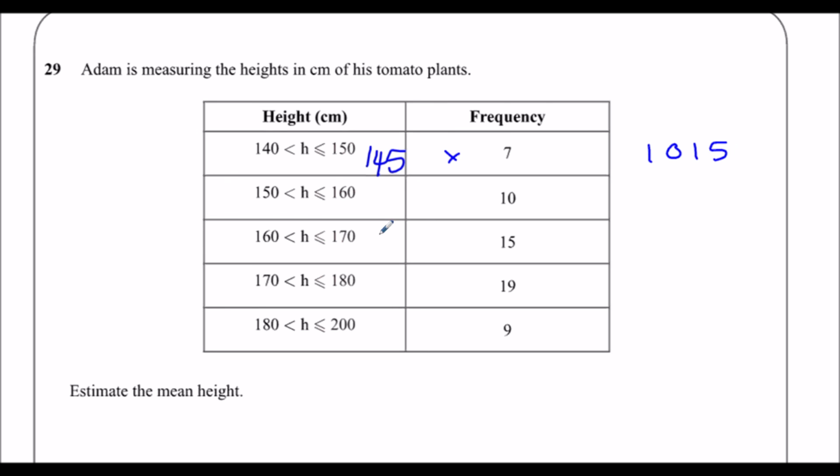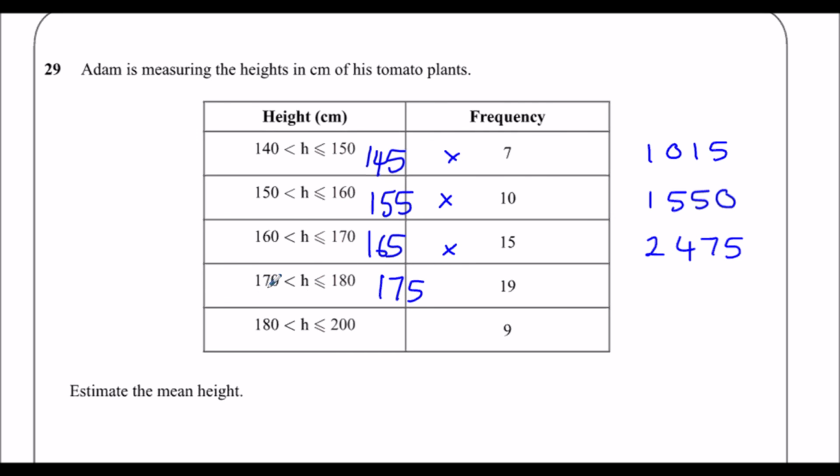which is 1015. We've got 10 in between 150 and 160. We use the midpoint, so we're going to say that those 10 are all 155 tall. So 155 times 10. The midpoint of 160 and 170 is 165. So we're going to say we've got 15 plants, 165 centimeters tall. So we're going to multiply them, and that's 2,475 in total.